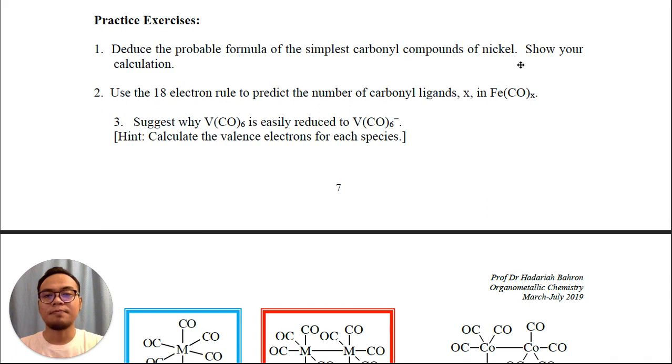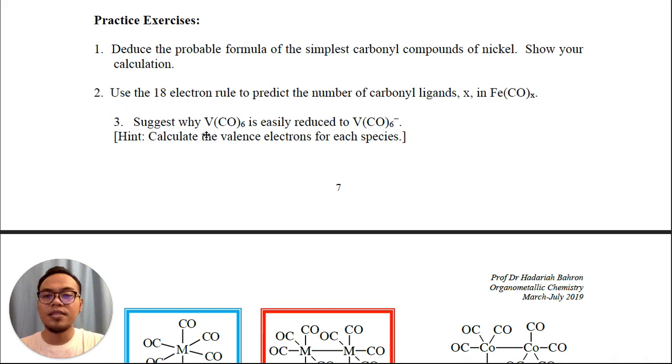Now number two, use the 18 electron rule to predict the number of covalent ligands. Again, the same thing. You should know that nickel and iron come from which column in your periodic table. From that number alone, you can predict how many carbonyls you can have in these complexes, because one carbonyl can give you 2 electrons. So how many carbonyls do you need in order to make it 18 electrons in the iron or nickel?